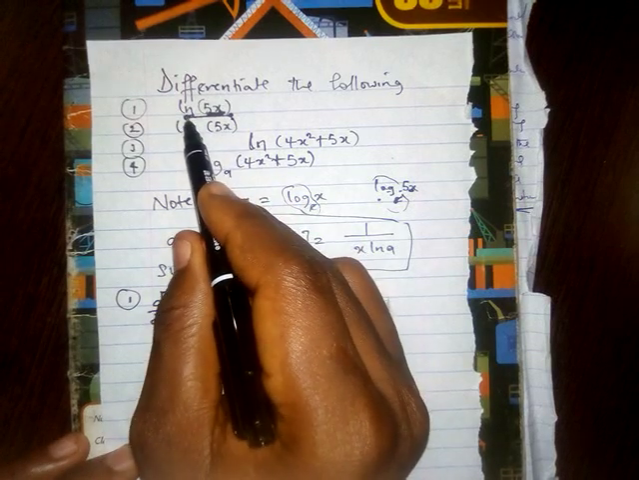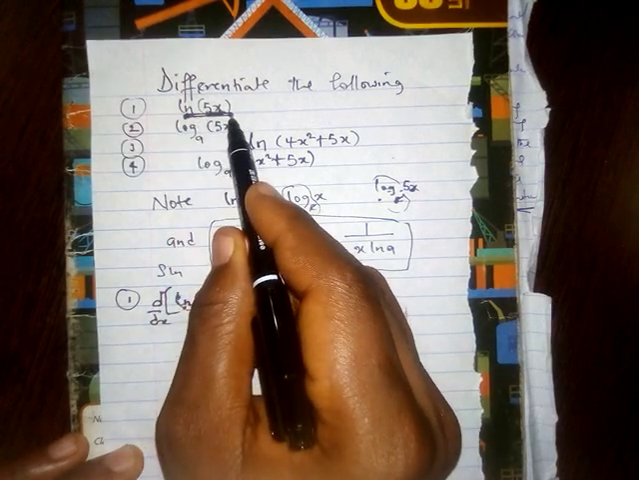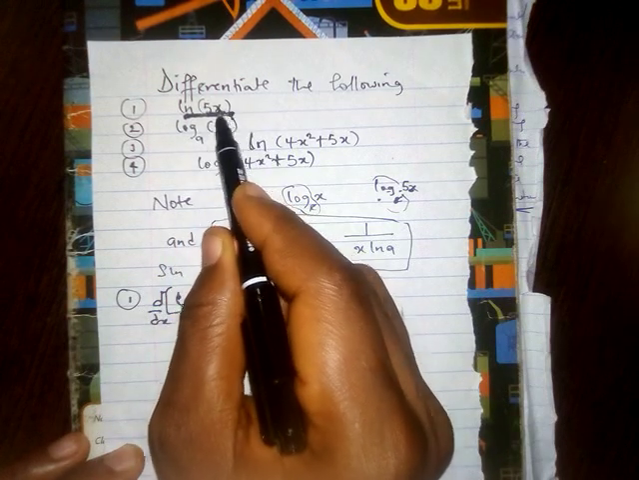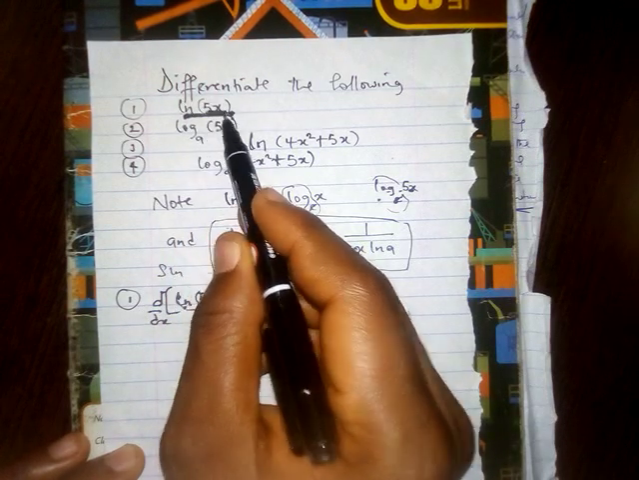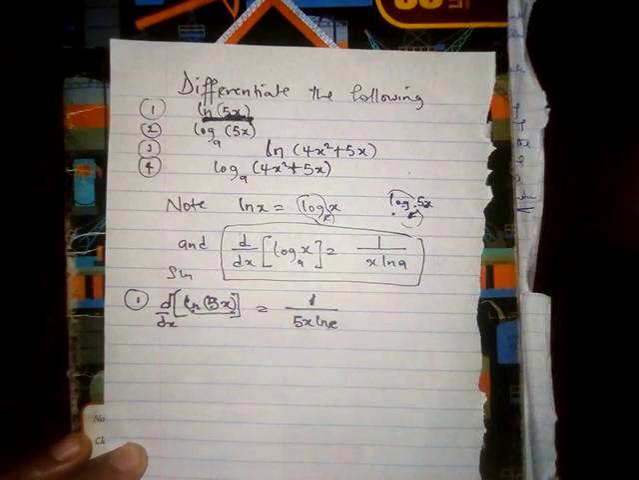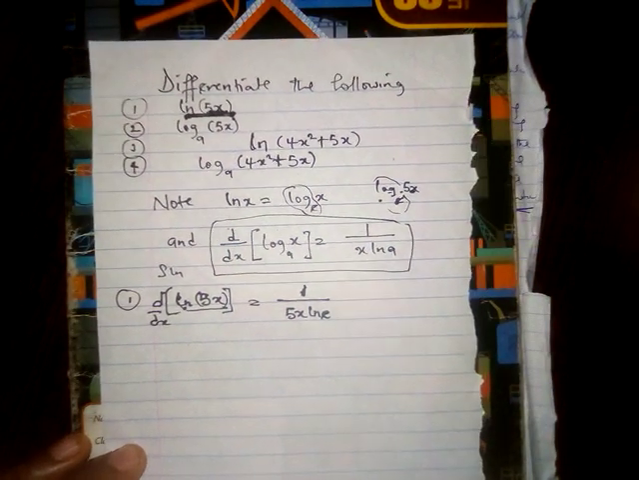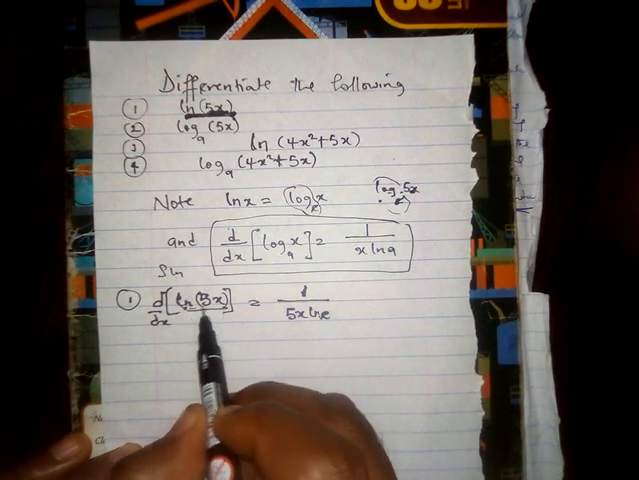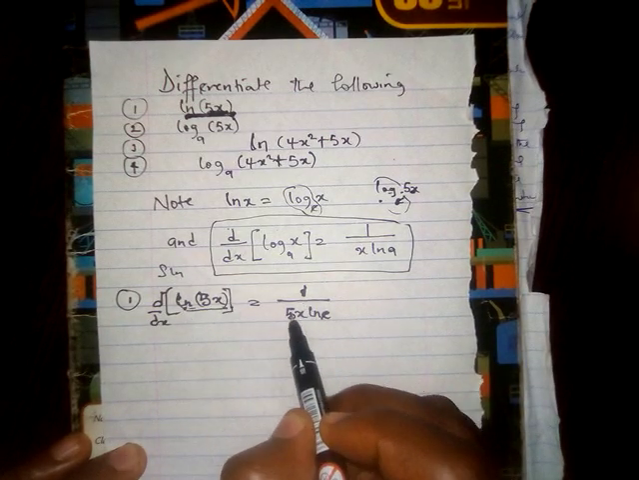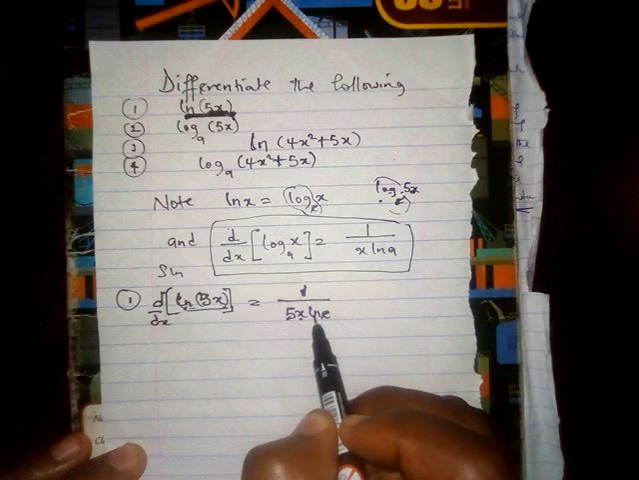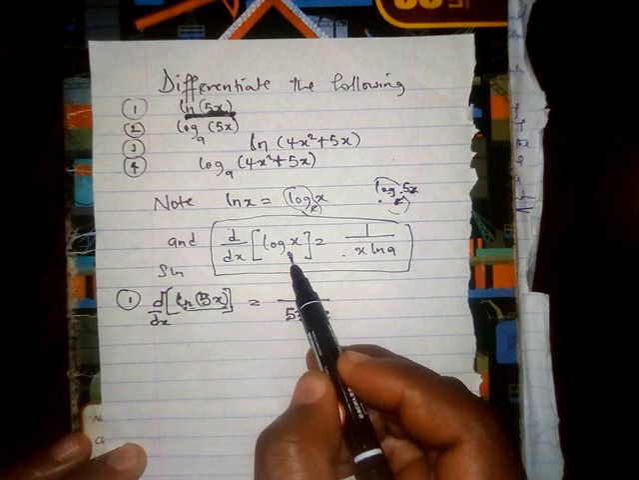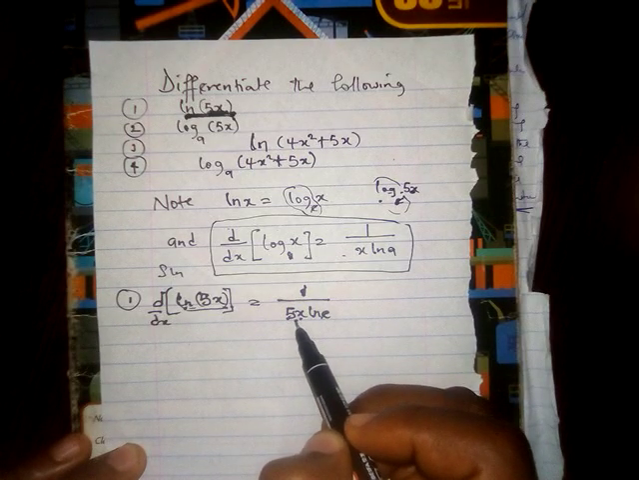So what we are going to do is differentiate the outer one, which is the logarithmic function, then we differentiate the inner function, which is the linear function 5x, and we then multiply the two results. So we have differentiated ln 5x to have 1 over 5x ln e. Remember, from our formula a is arbitrary, but here our a is e.